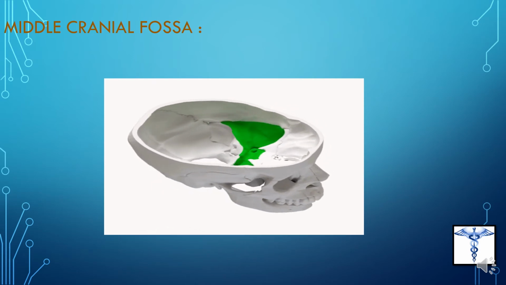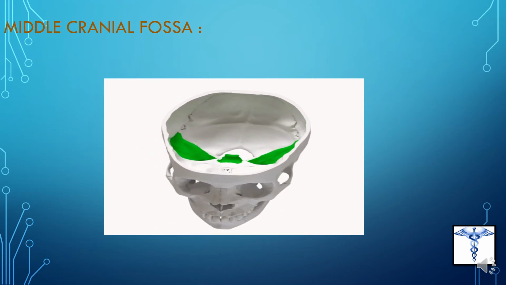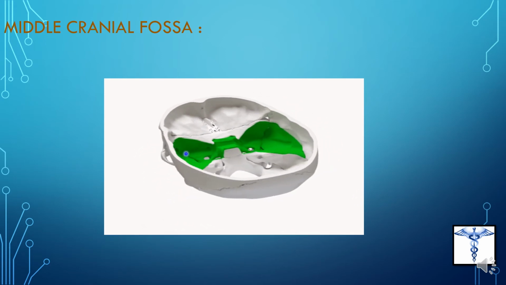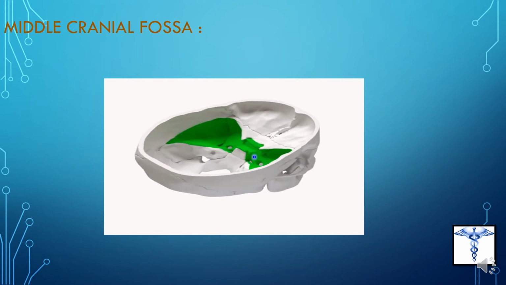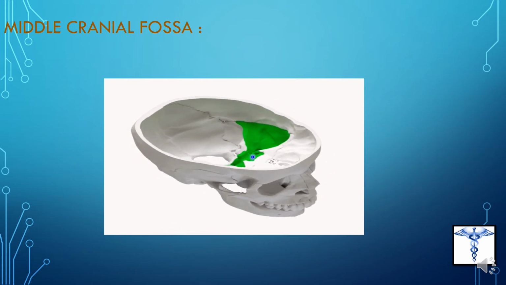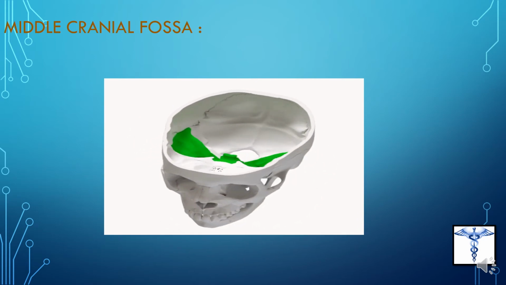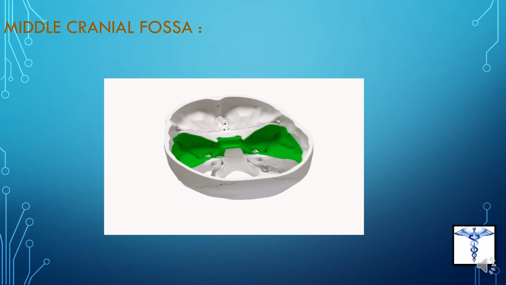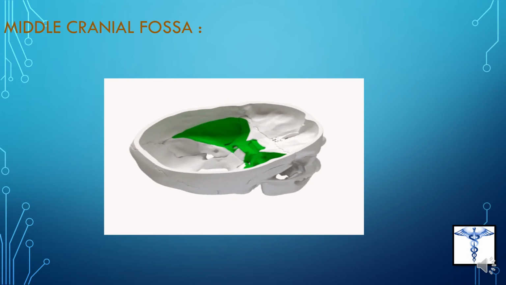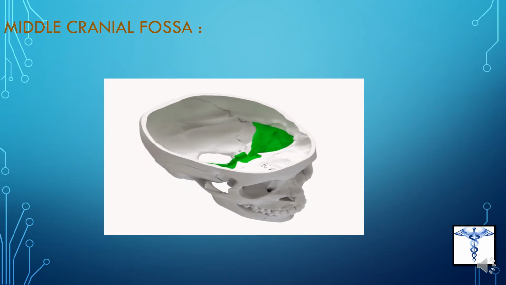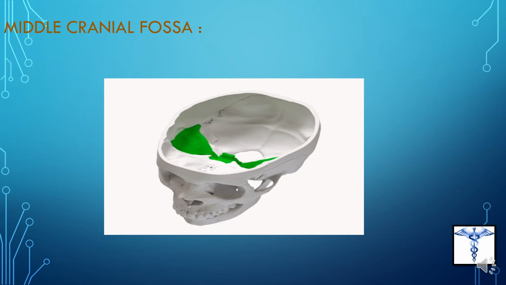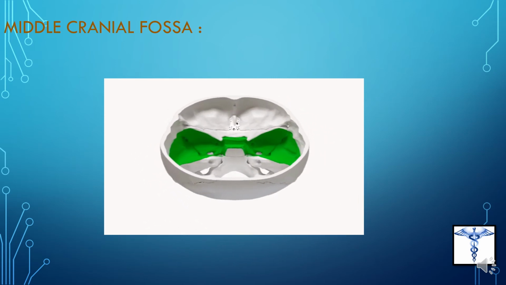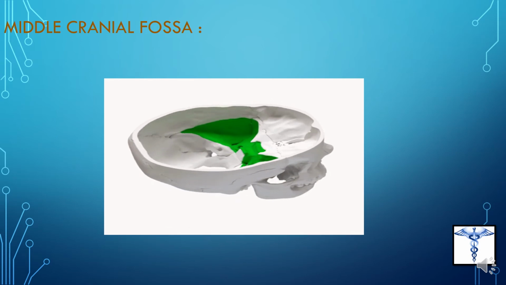Middle cranial fossa. The middle cranial fossa has a central raised body and lateral expanded parts. The central raised part is formed by the body of the sphenoid, while the lateral expanded parts are formed by the squamous temporal bone and the greater wing of sphenoid. This middle cranial fossa lodges the temporal lobe of the cerebral hemisphere. It is separated from the posterior cranial fossa by the petrous part of the temporal bone.